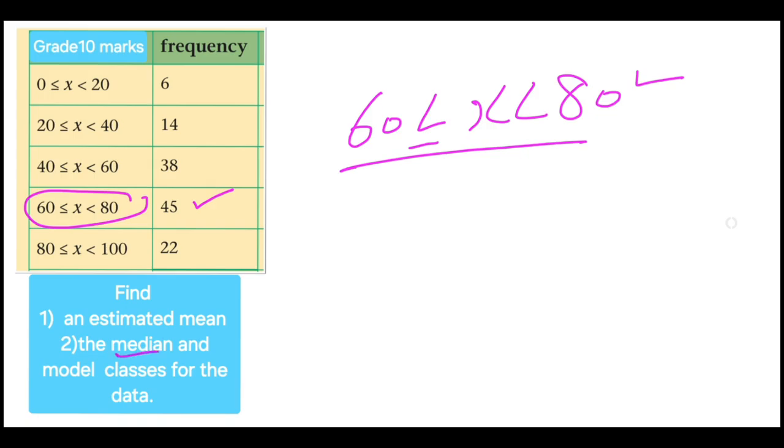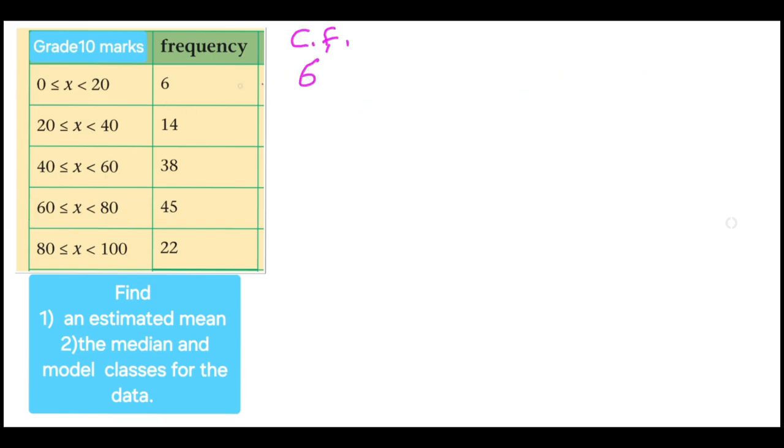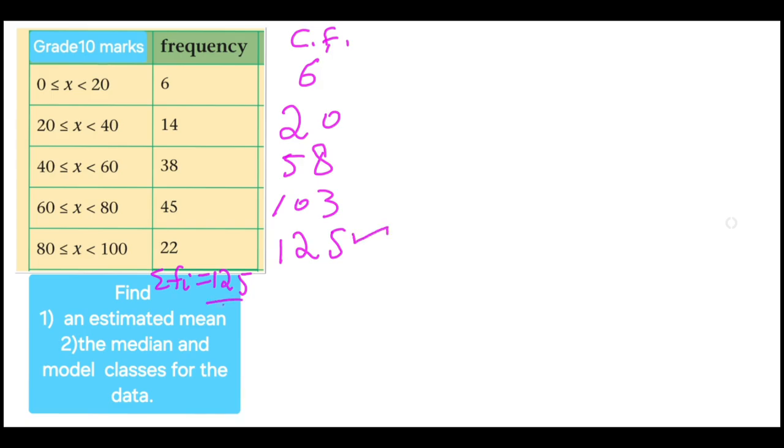Now I need to find the median. For the median, we need the CF, the cumulative frequency table, the running total. 6 I'm going to write as is. Running total: 6 plus 14 is 20. I use my calculator. 20 plus 38 is 58, plus 45 is 103, plus 22 is 125. So this is my CF. Earlier we found summation fi is equal to 125. The last value is 125 and matches summation fi, which means my cumulative frequency table is correct.